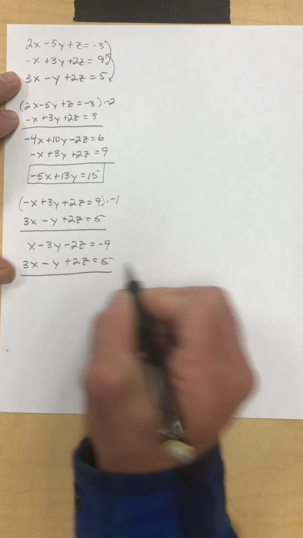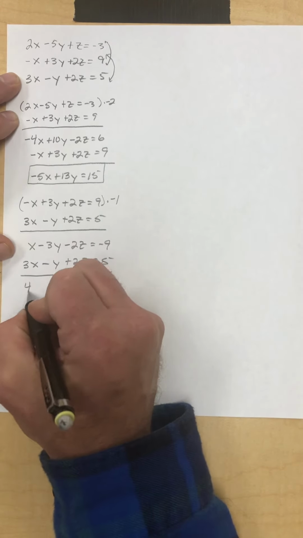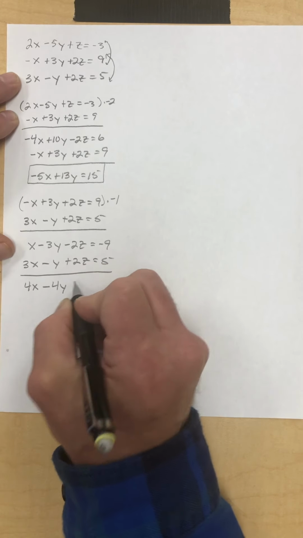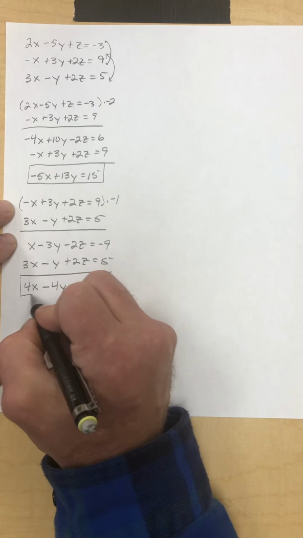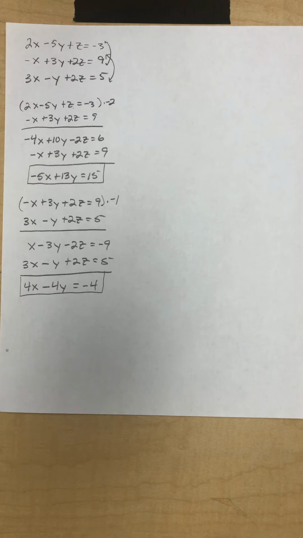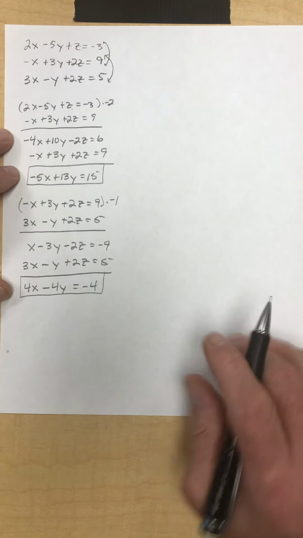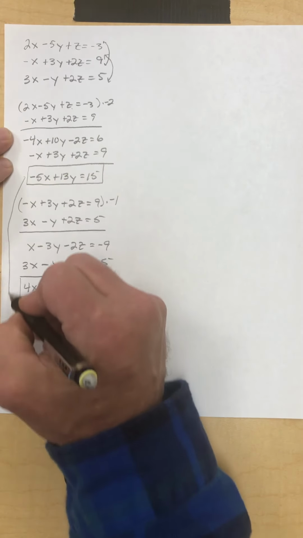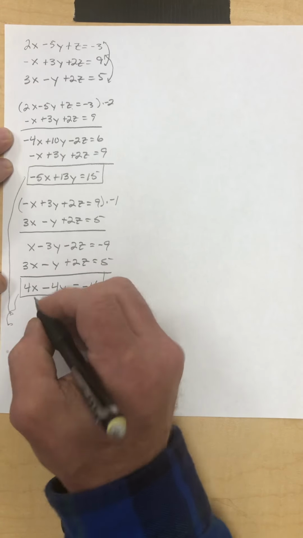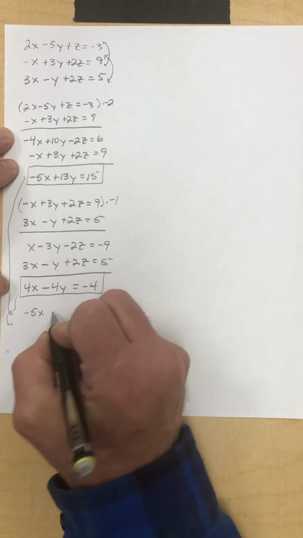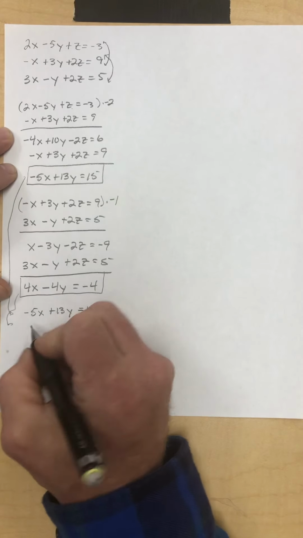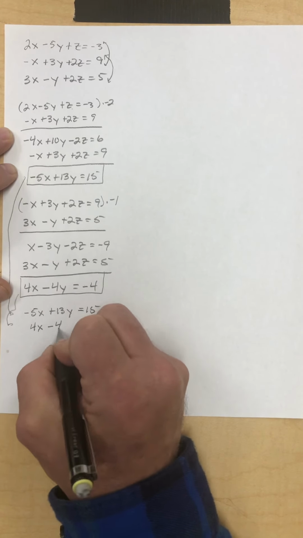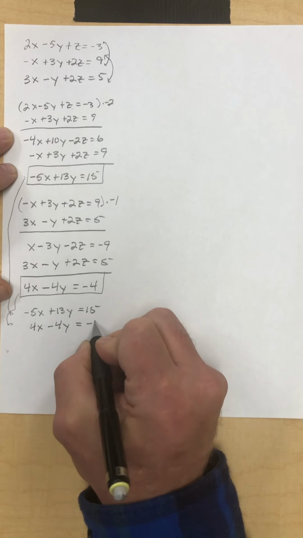When I add straight down, the z's go away. So I'm going to get 4x minus 4y equals negative 4, and there is my second equation that just has x and y. So I've got to solve that. Group them together: bring this guy down, and this guy. So I have negative 5x plus 13y equals 15, and 4x minus 4y equals negative 4.